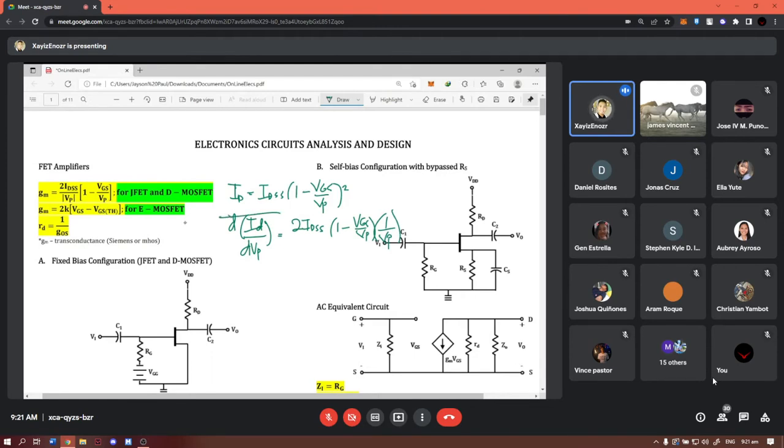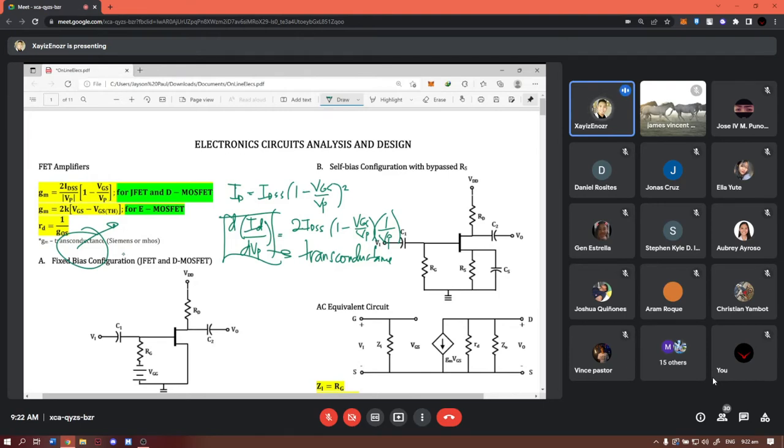So ito, yung differential ng ID in terms of VGS, yun yung tinatawag nating transconductance, symbolized as gm. So ang unit nito is Siemens or mhos. So ano ba yung transconductance? Ito yung parameter that tells yung capability ng isang material or isang electronic component na mag-conduct ng current. So yung capability niya mag-conduct ng current is transconductance.